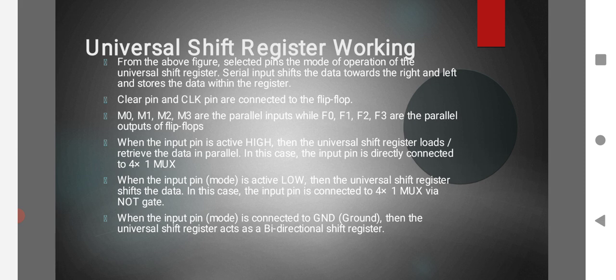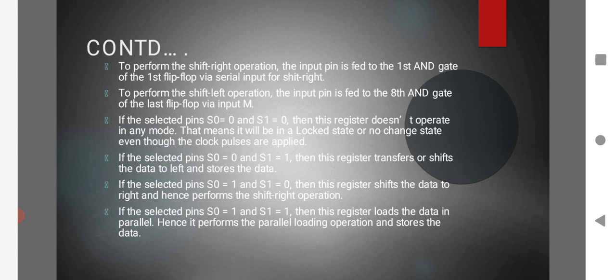When the input pin is active high, then the Universal Shift Register loads the data in parallel. In this case, the input pin is directly connected to the 4x1 multiplexer. When the input pin is active low, then the Universal Shift Register shifts the data. In this case, the input pin is connected to the 4x1 mux via a NOT gate. When the input pin is connected to ground, then the Universal Shift Register acts as a bidirectional shift register.